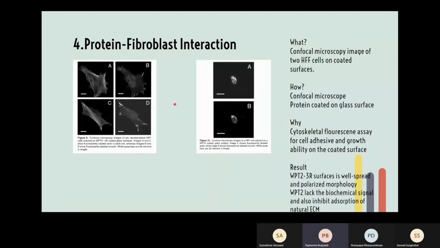So this is another picture to show the growth. You can see this is glass coated with our modified protein. This one is a surface with the modified protein. This is without. As you can see, there is obvious cell growth because the cells are well spread and have a polarized morphology, compared to this rounded shape, which lacks the biochemical signal and also inhibits the adsorption of extracellular matrix. So yeah, our modified protein promotes fibroblast interaction.